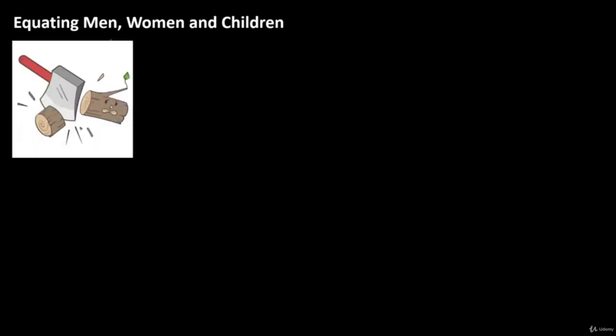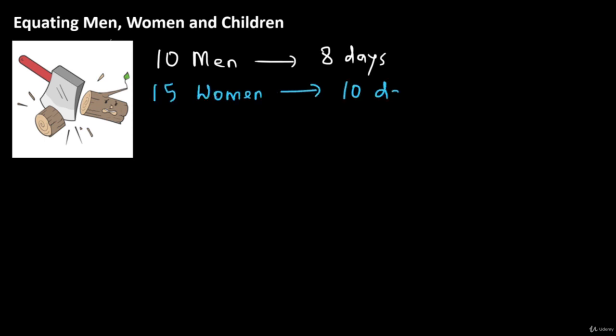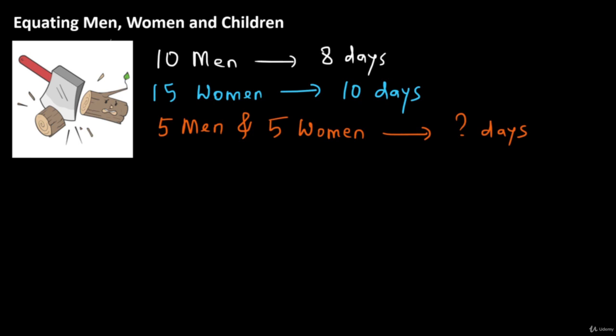We have a piece of work at hand and say it's given that 10 men take 8 days to complete this work. Now it's also given that the same work can be completed by 15 women if they work for 10 days. Now the question is, how many days would 5 men and 5 women need to complete the same work? Alright, now the approach over here is to convert into 1 day.